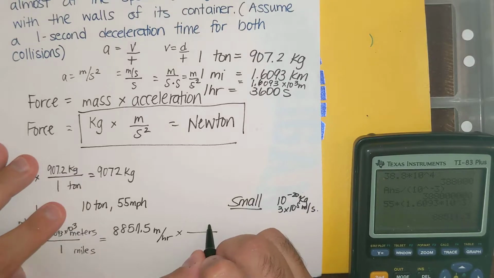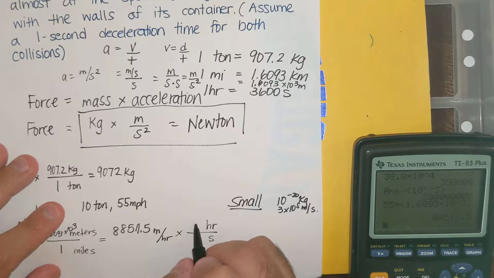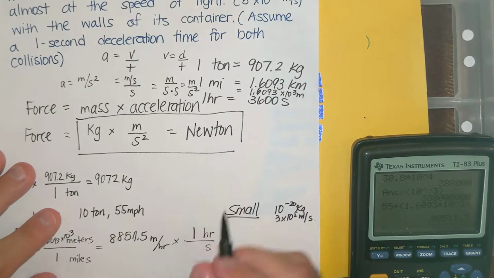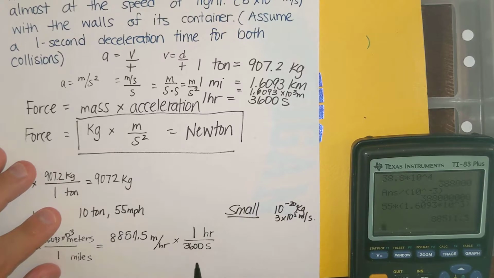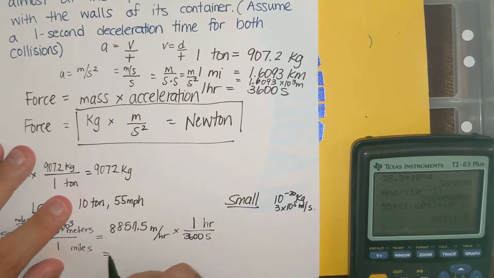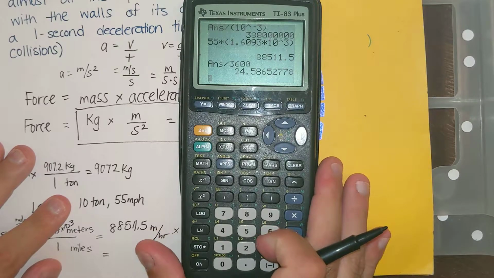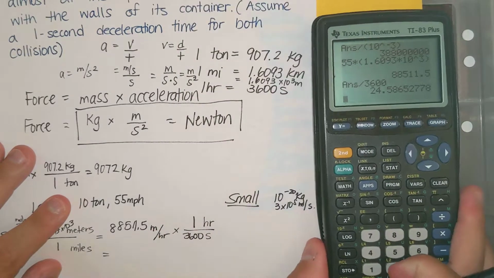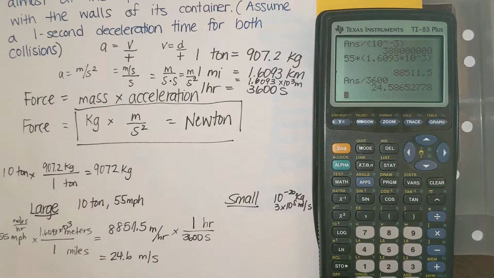If I have hours on the bottom, I'm going to have to put hours on top. And I want to convert this to seconds, so I put seconds on the bottom. 1 hour, I wrote up here, is 3,600 seconds. So I could do 88511.5 times 1 divided by 3,600. So I'll divide this by 3,600, and I'll get 24.59. So I'll do 24.6 meters per second. Okay?